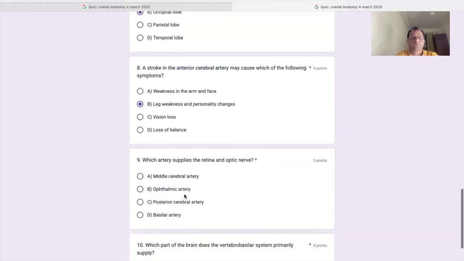Question number 9. Which artery supplies the retina and the optic nerve? Middle cerebral artery, ophthalmic artery, posterior cerebral artery, basilar artery. So the answer is ophthalmic artery. Ophthalmic artery supplies the retina and optic nerve.